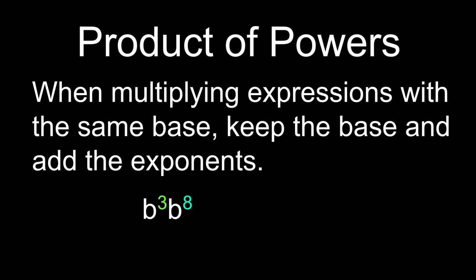So how does that work with an example? Here we have b to the third power times b to the eighth power. So our rule says that we keep the base b and we add the exponents. So we would have 3 plus 8. And when we add the exponents, we get b to the 11th power.